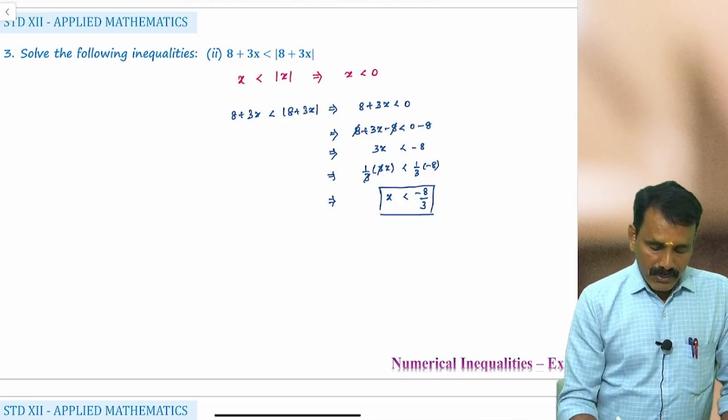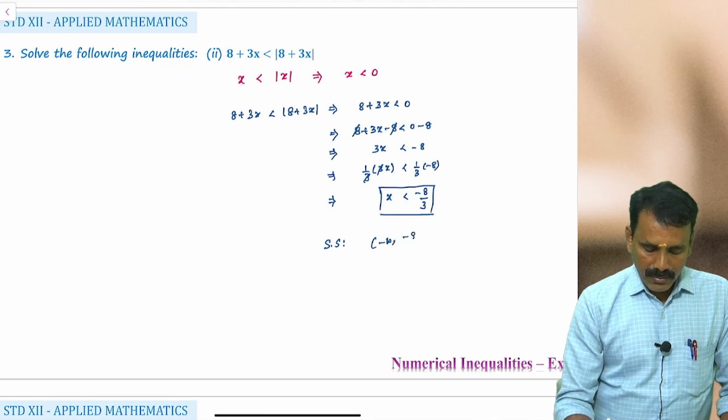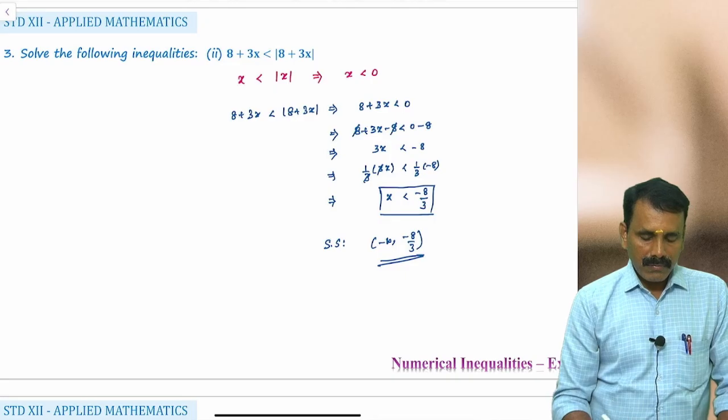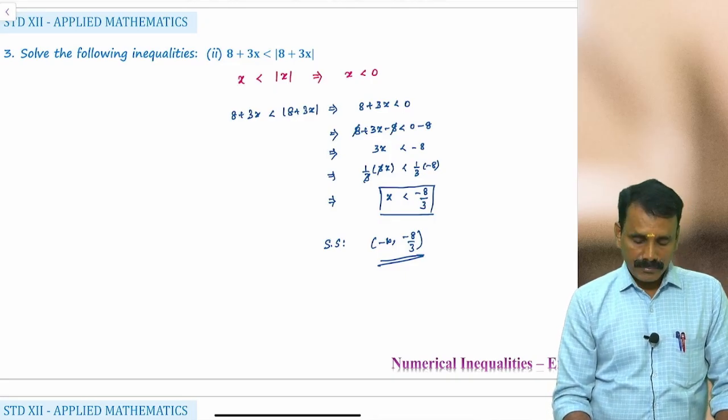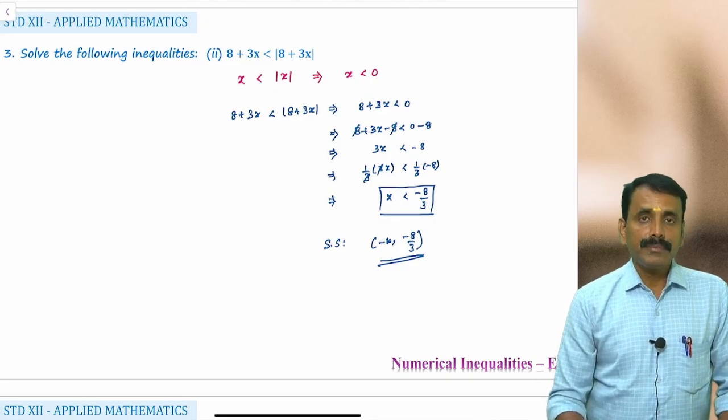So, when you want to write this in the interval form, the solution set will be minus infinity to minus 8 by 3, open interval. The end values should not be included. Okay.